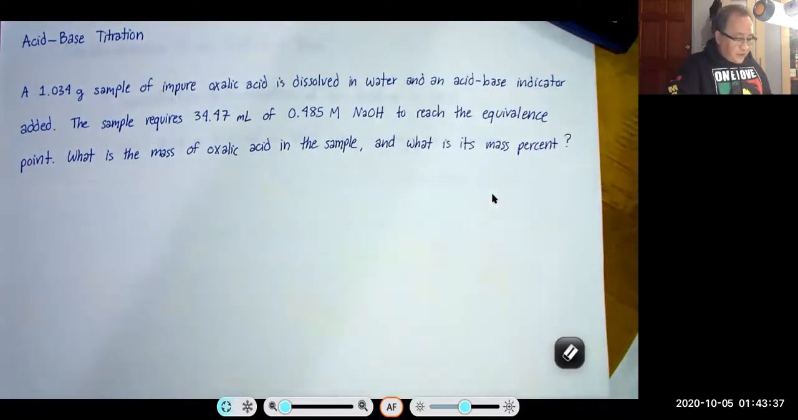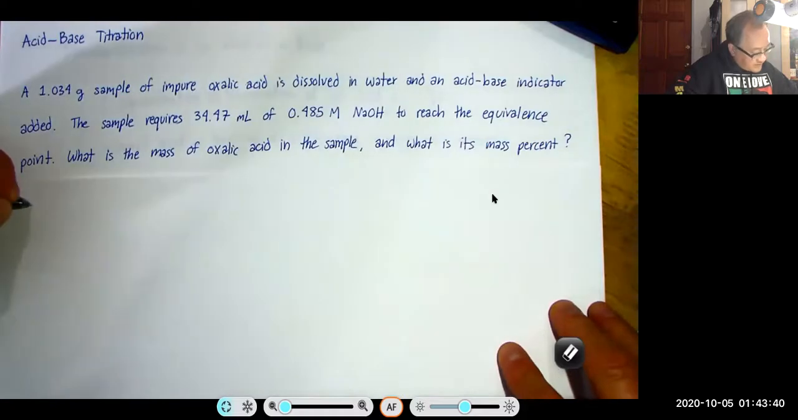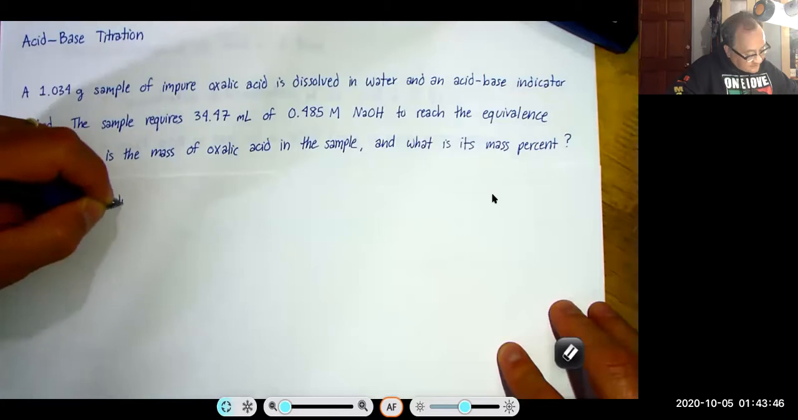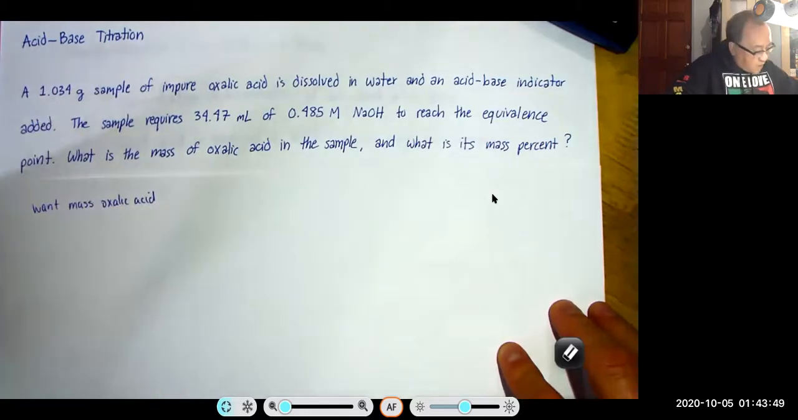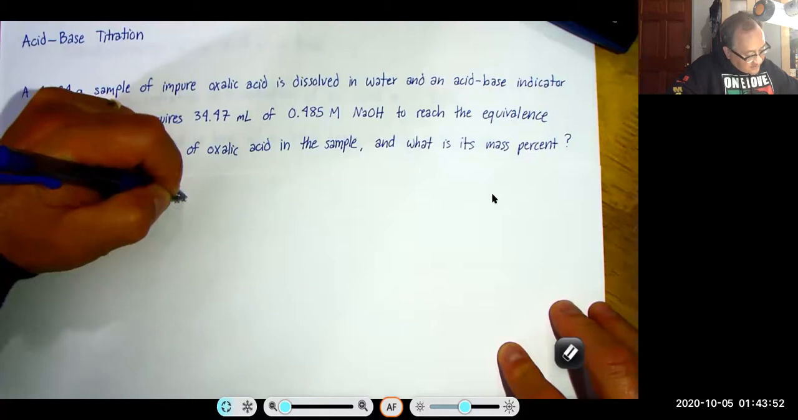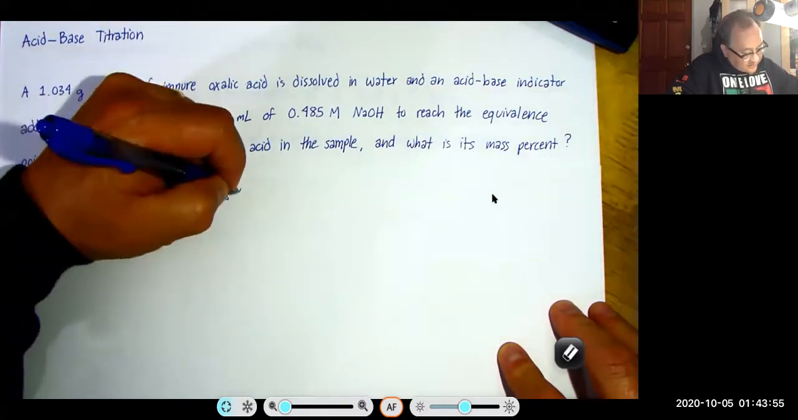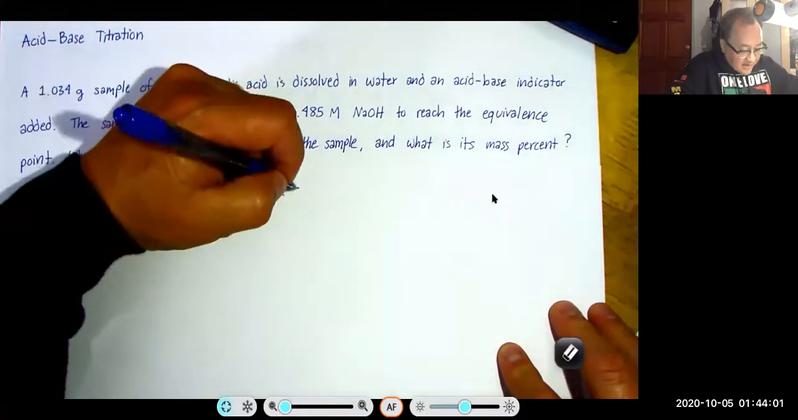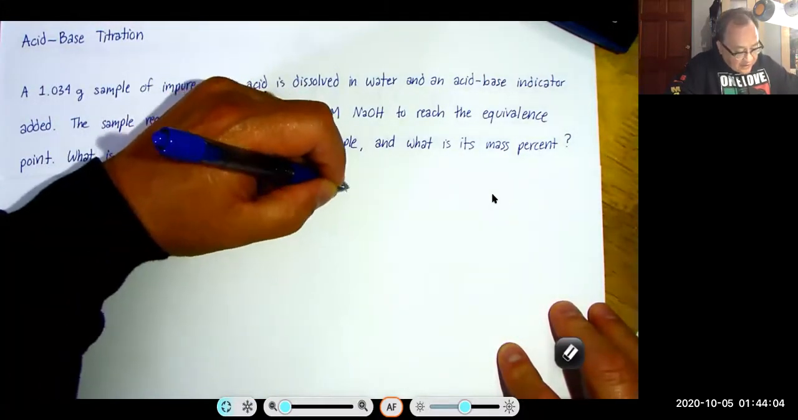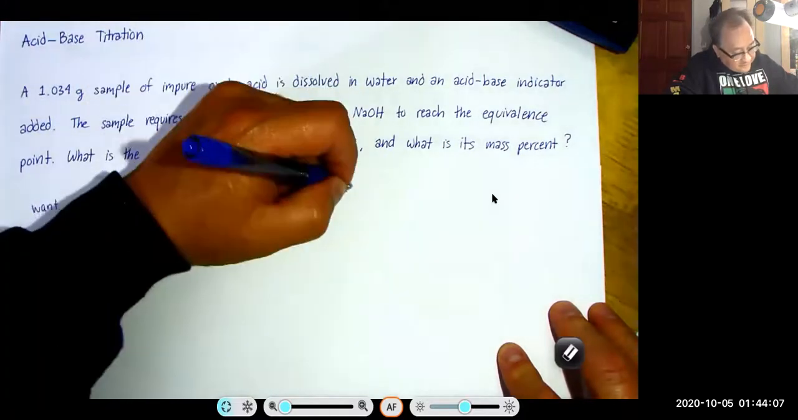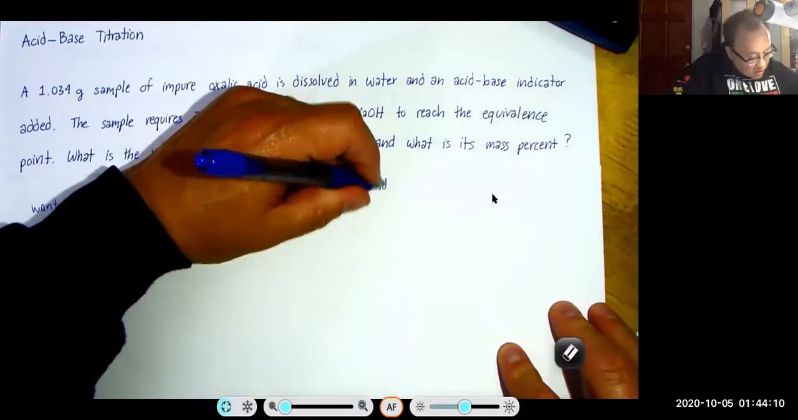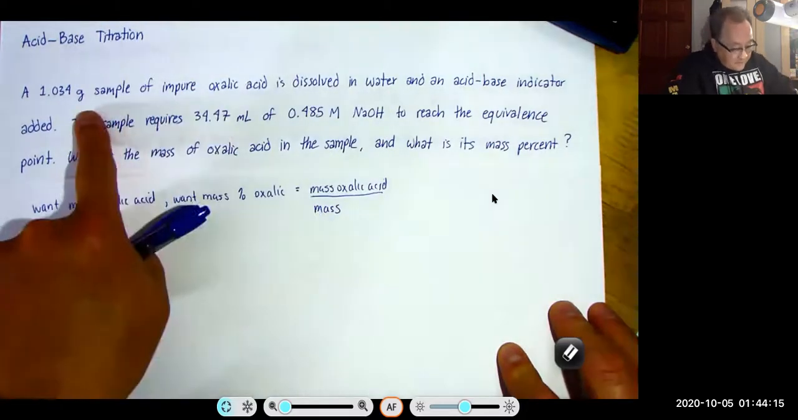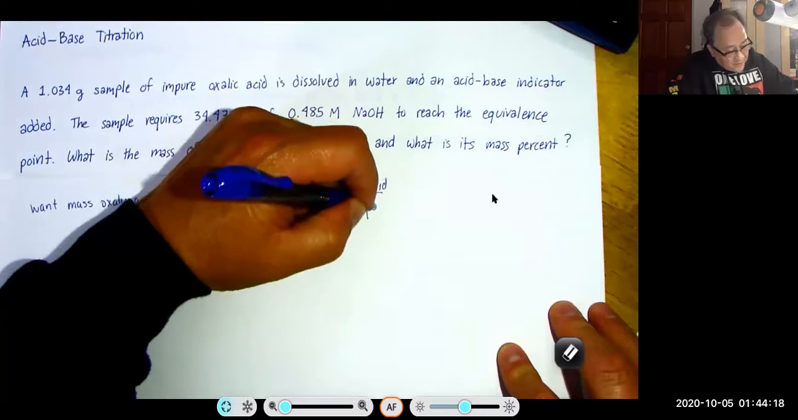So I'm going to go ahead and start with this. We want the mass of oxalic acid. And you want the mass percent of oxalic acid. And the mass percent of oxalic acid is going to be the mass of oxalic acid over the mass of the sample times 100%.